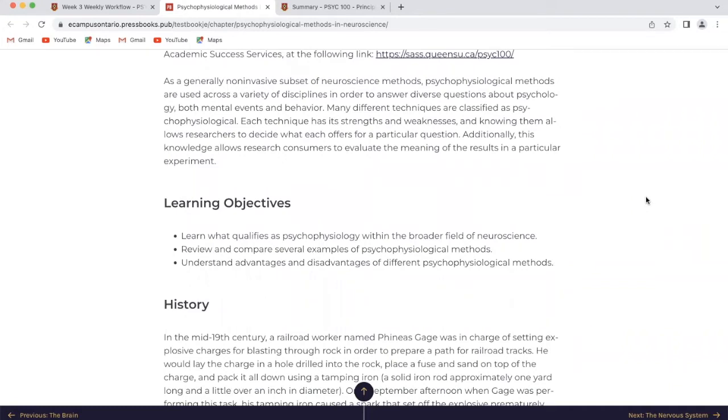The learning objectives are to learn what qualifies as psychophysiology within the broader field of neuroscience, review and compare several examples of psychophysiological methods, and understand advantages and disadvantages of different psychophysiological methods.